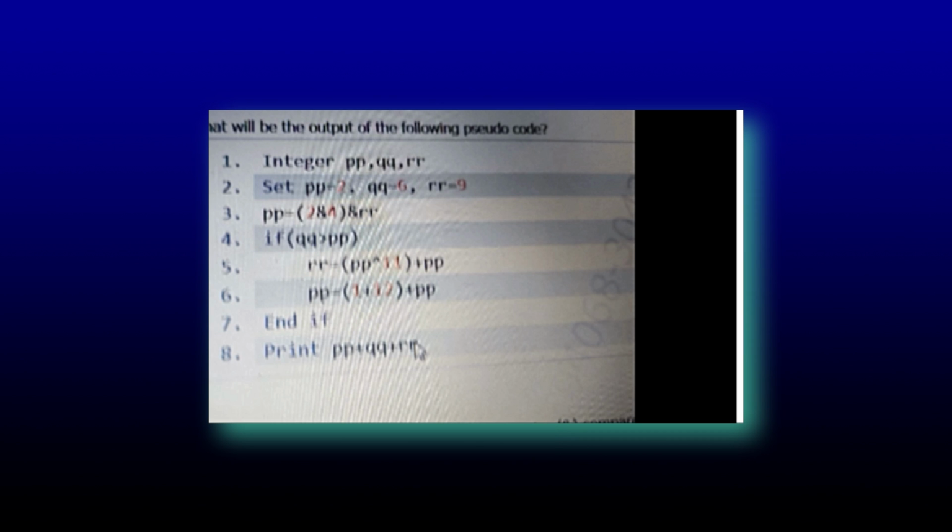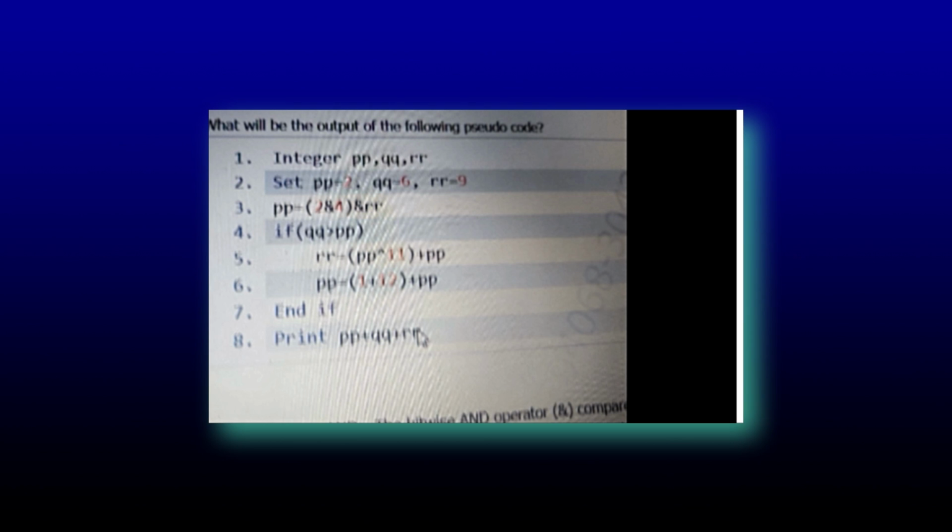So let's start with the first question, that is this, right? As you can see, if this is not properly visible, I'm telling you: set P equal to 2, Q equal to 6, R equal to 9, P equal to 2 and 4 and R. If Q greater than P, then R is equal to P XOR 11 plus P, P is equal to 1 plus 12 plus P.